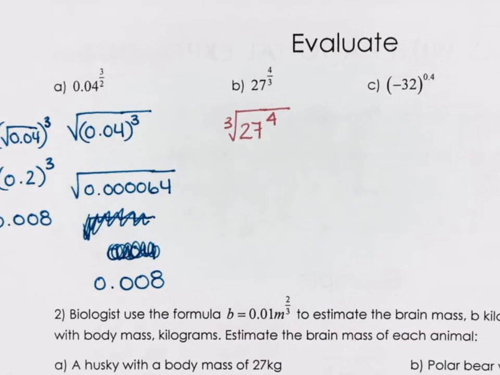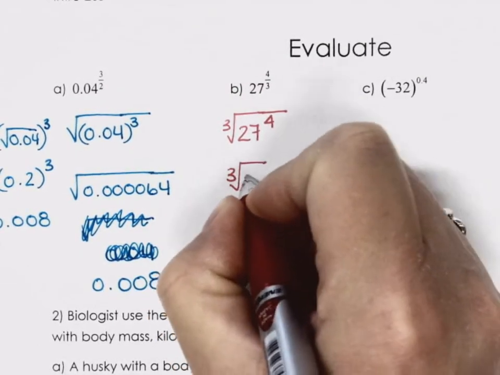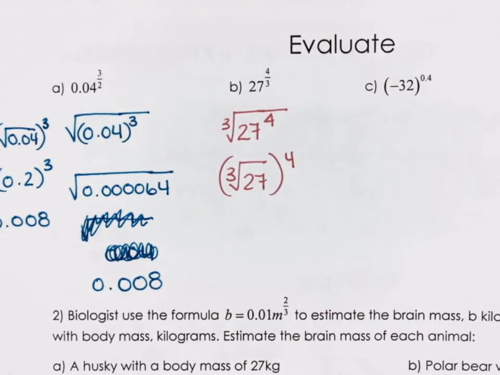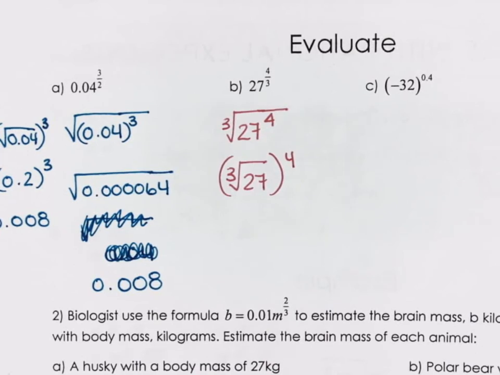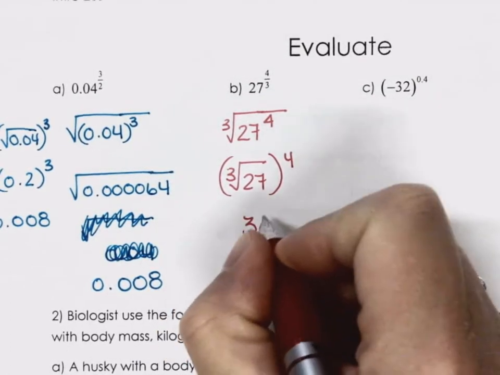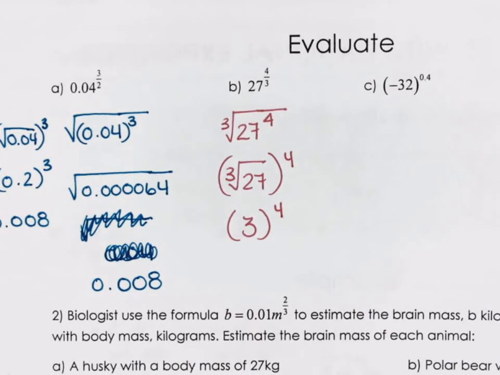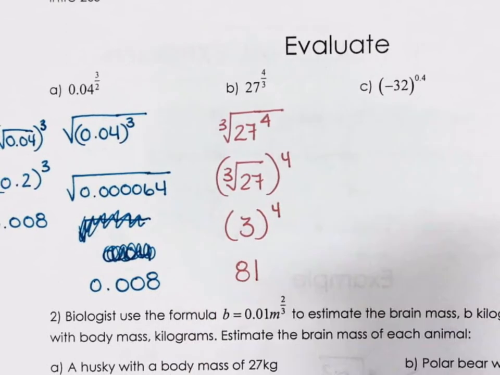So I'm actually going to do the cube root first, because I'm going to get a smaller number. I don't want to do 27 to the exponent 4 first. So I'm going to do the cube root of 27 first, and then I'm going to do the exponent of 4. I've been doing this long enough that I recognize that 27 is a perfect cube, and so that'll give me 3, and 3 to the exponent 4 is 81. Okay.